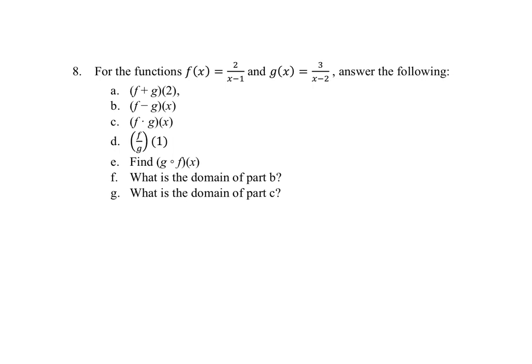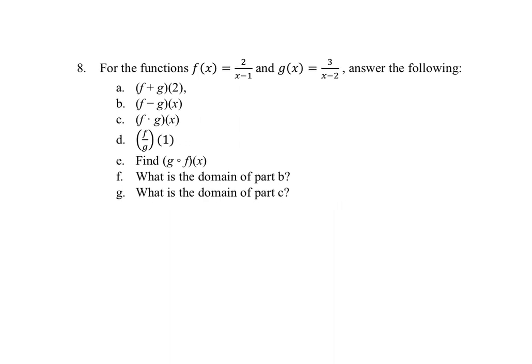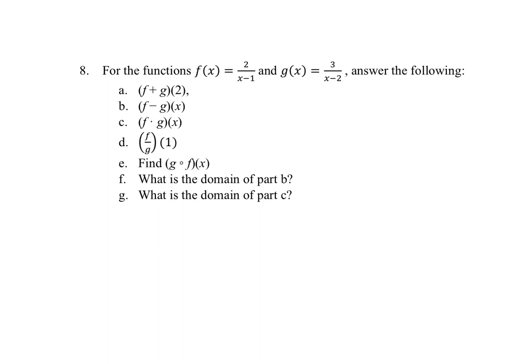Question 8 is from 2.7. So for part A, f plus g of 2 could also be thought of as f of 2 plus g of 2. So just need to figure out f of 2. This is 2 over 2 subtract 1. 2 subtract 1 is 1. 2 divided by 1 is 2. So f of 2 is equal to 2.